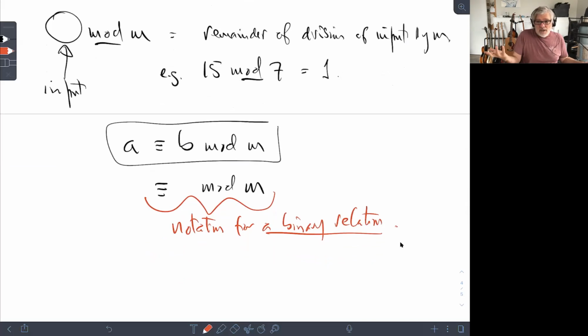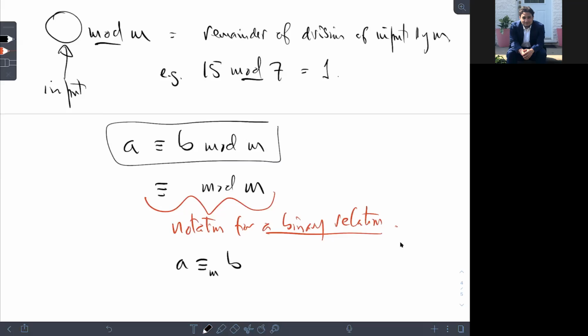An alternative notation would be this. We could write it like that. We could say A is congruent to B mod m. We could write it this way. Maybe there would be less confusion.